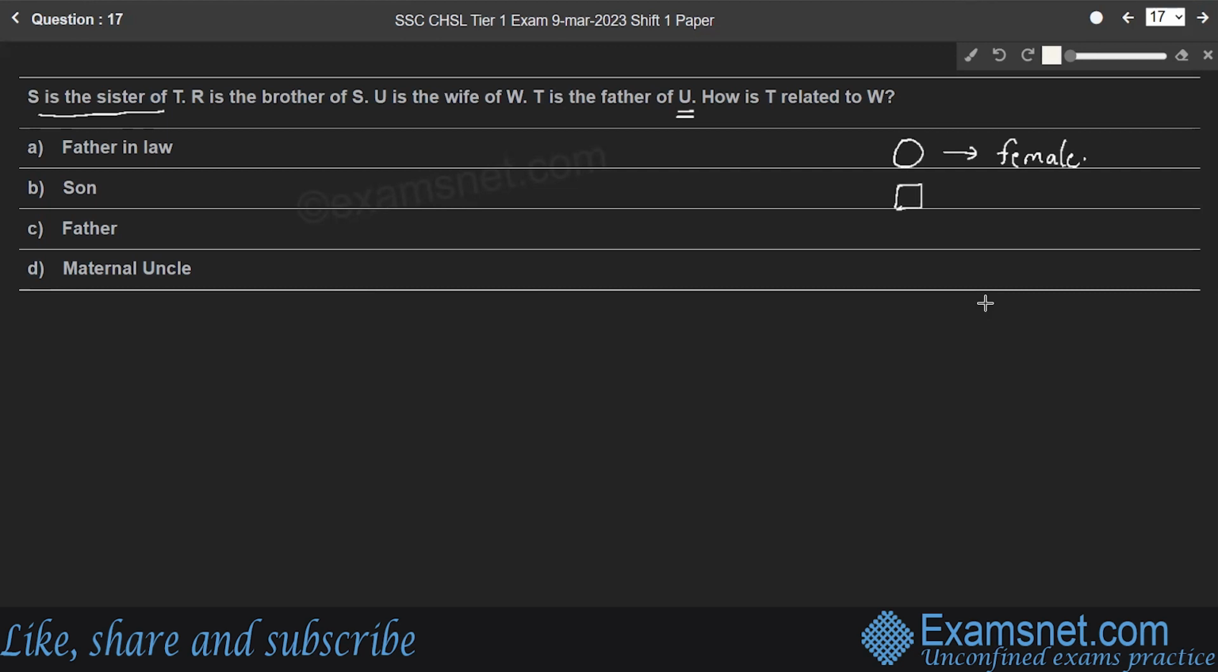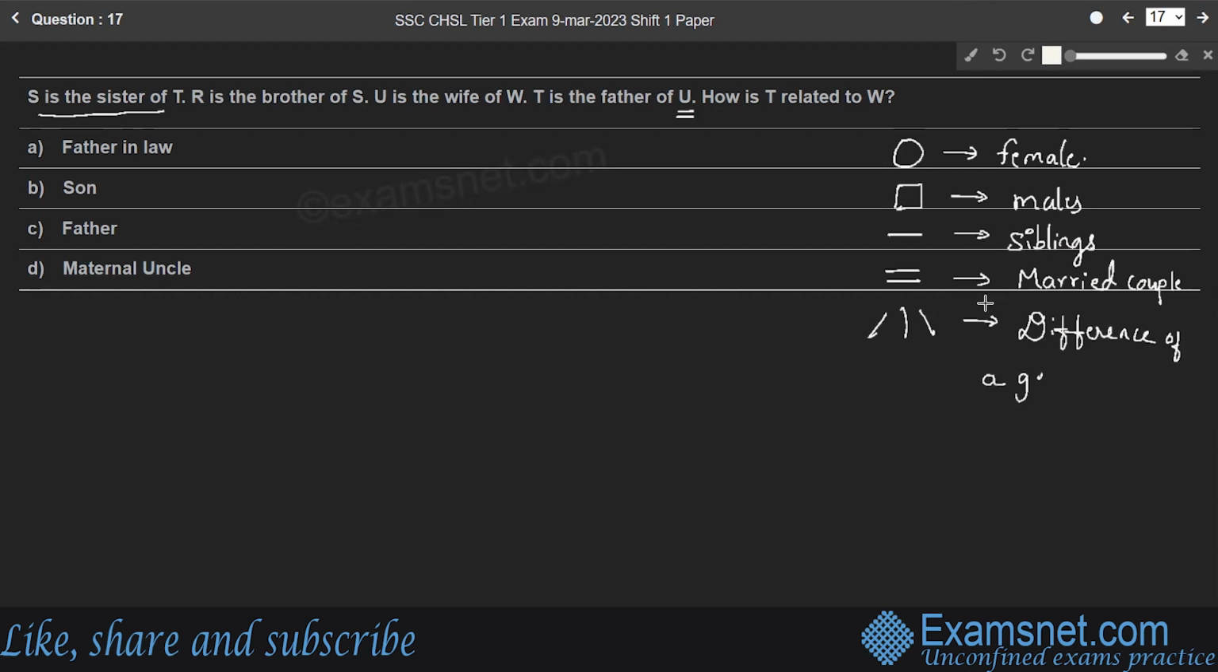So we use a square or a rectangle symbol for all males, and a single horizontal line for siblings, right? Double horizontal line for a married couple, and a vertical line or slightly slanted lines for difference in generation. That means father to daughter, father to son, or mother to daughter, or mother to son, like that.